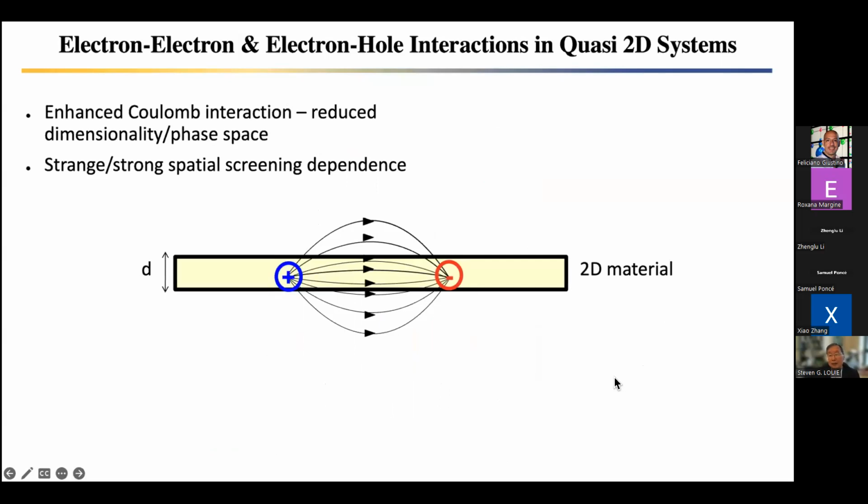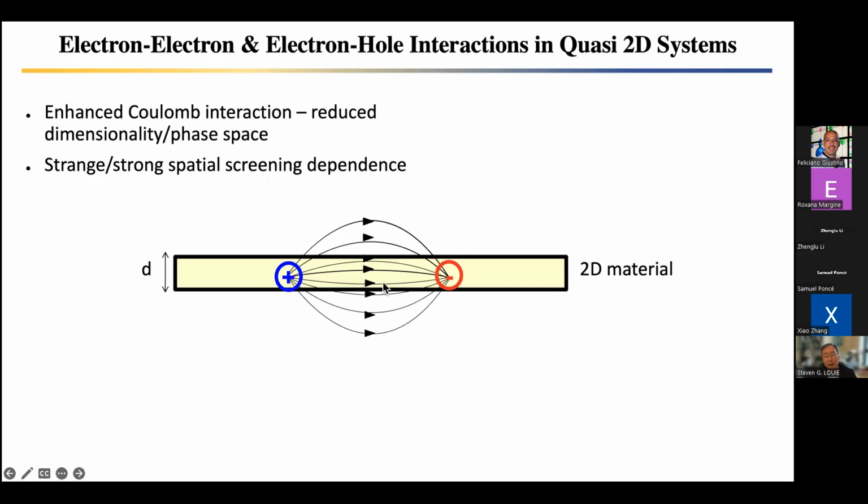Now, to illustrate this point a little bit more, let's look at a reduced dimensional system and look at how interaction changes the optical property of the materials. As you know, when you are in reduced dimension, you have increased Coulomb interactions. But one lesser known fact is that you could also have very strange and strong spatial screening dependence for such a system. This is illustrated here by this cartoon.